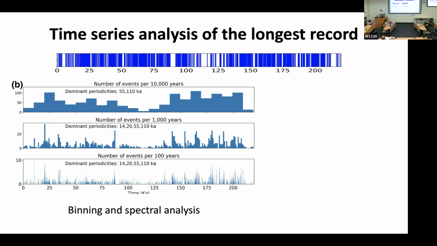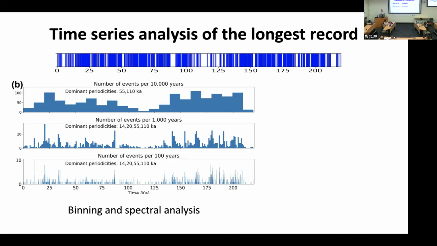And when we do time series analysis, spectral analysis, we look for dominant periodicity. Analyzing the record with 10,000-year bins yielded 55,000 years and 110,000 years. These are multiples because the record is 220,000 years old, so these are multiples or divisions of that. When we look at this, we also see predominant periodicity of 14,000 and 20,000 years.